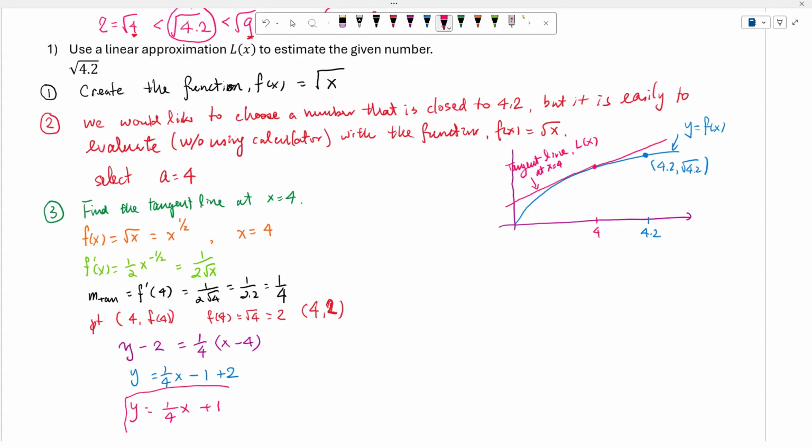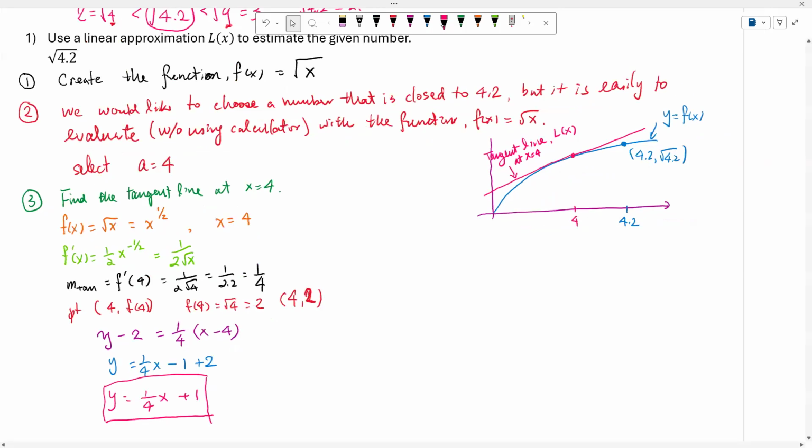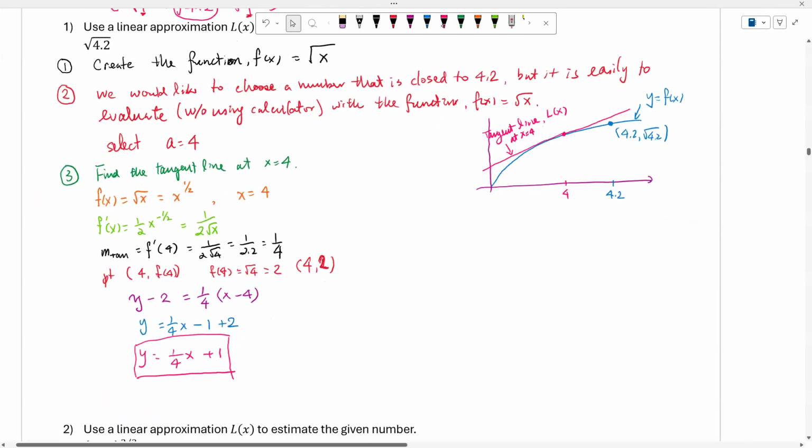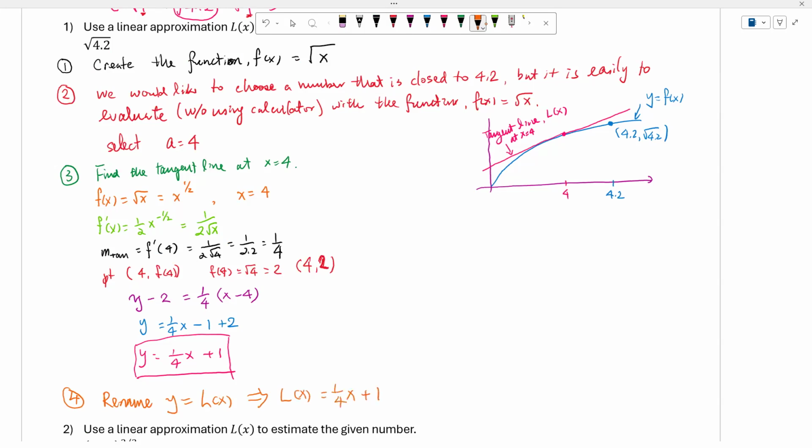So this is the tangent line that we have. And now, step 4. I'm going to rename y equal to L of x. So we will have L of x is equal to 1/4 x plus 1.